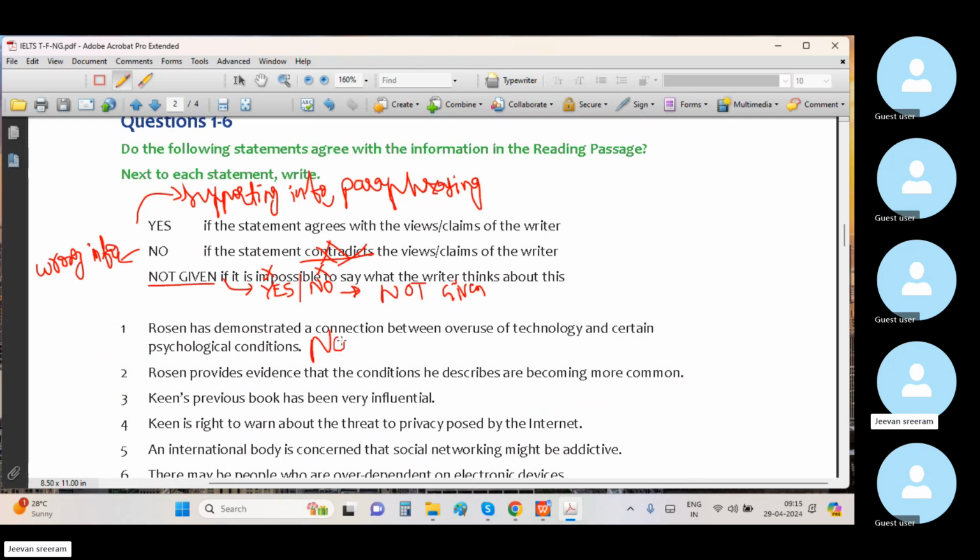Here, what I think is it must be no, not not given, because the topic is whether there is a connection between overuse of technology and certain psychological conditions. Rosen said, yes, there is a connection. The author said, no, I couldn't find any connection as per Rosen's stuff in his book. And it has been mentioned as demonstrated. Demonstrated means showing. But Rosen has actually just written these connections, drawing a connection between overuse of technology and certain psychological conditions in his book. Okay, has he really proven it as per the author? No.